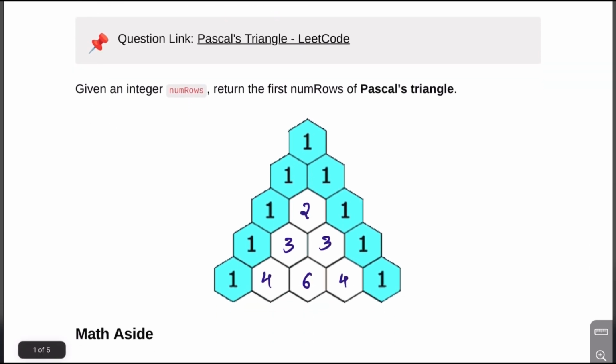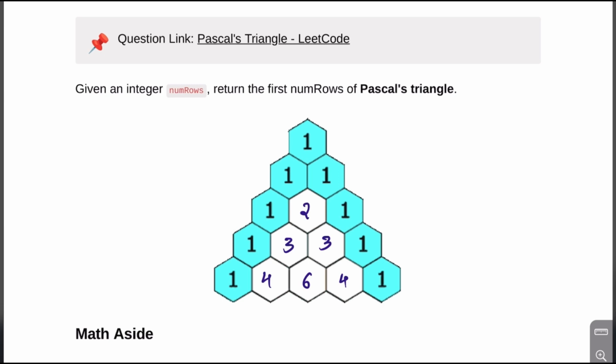We all have studied what is Pascal's triangle. This is how Pascal's triangle looks. So basically, to get a particular entry, you just sum the two values of the previous row, right? To get this three, basically sum the two values of its one row above. This is how you calculate a particular entry.